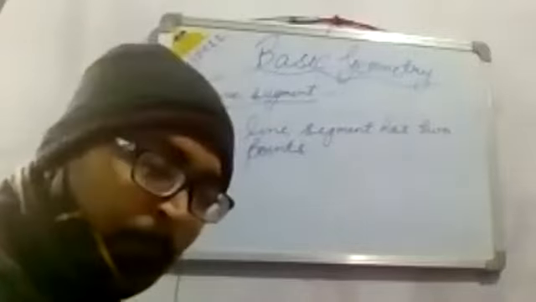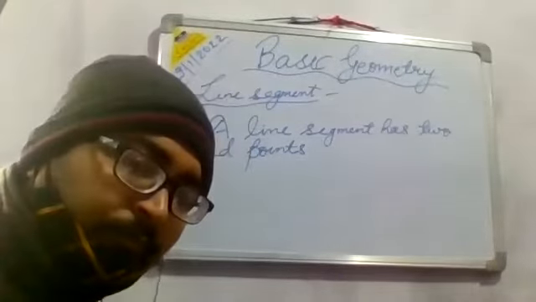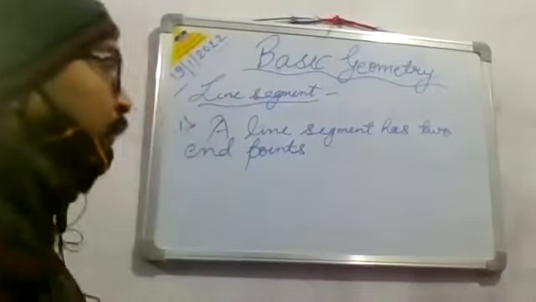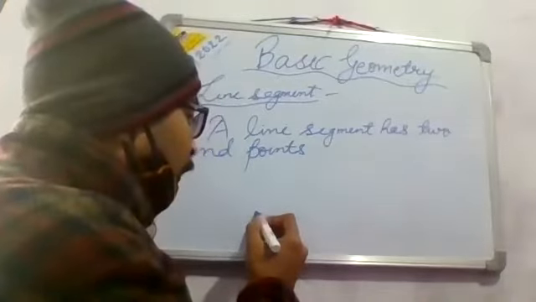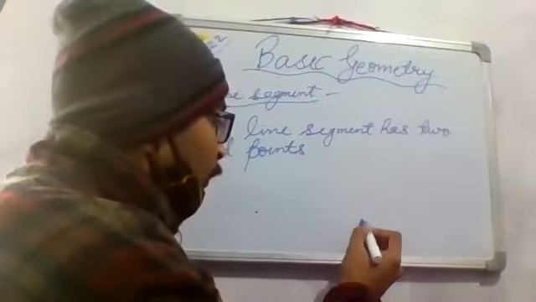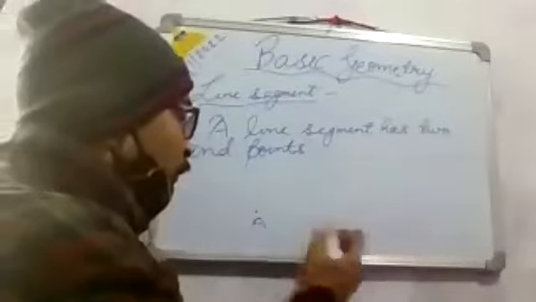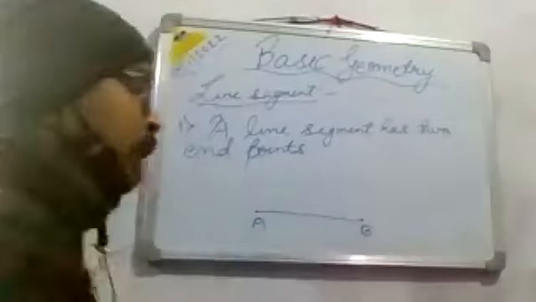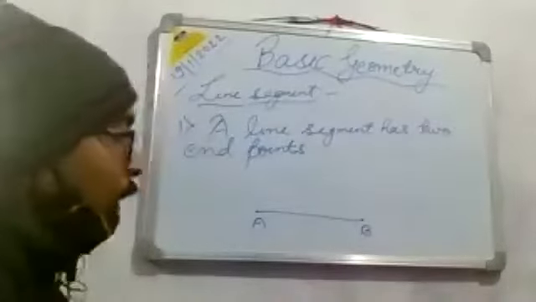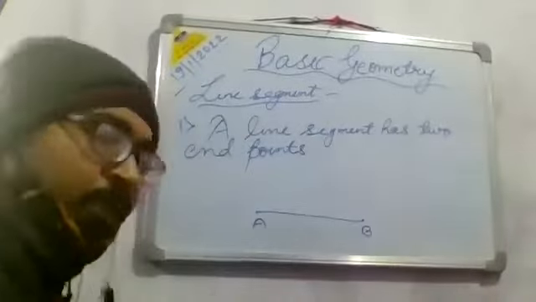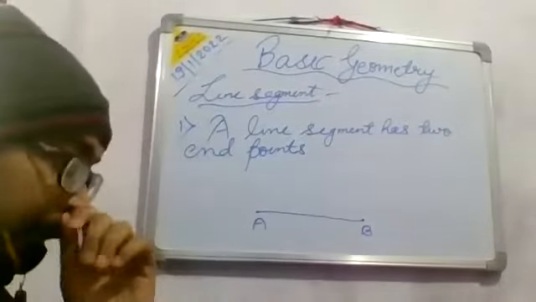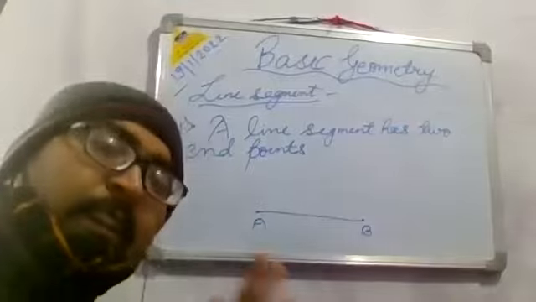A line segment has two end points. Okay, clear? Next is... since it is, so you can easily measure it. You can easily measure it because a line segment can't be extended in any direction.